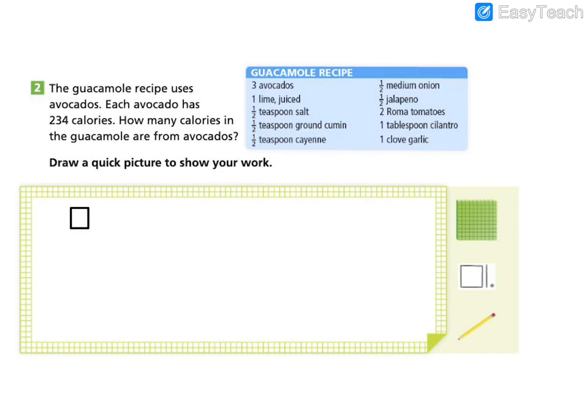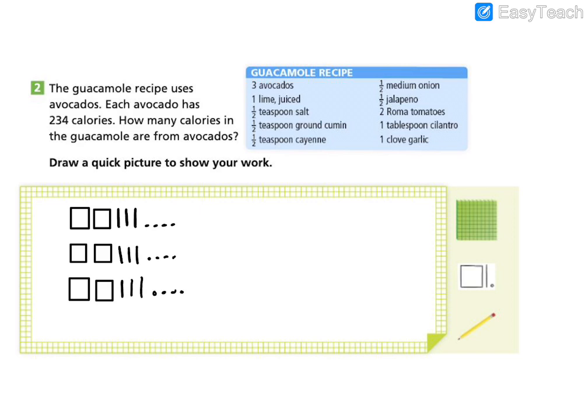So each avocado is 200, 3 tens, and 4 ones. Okay, so there's my 234. But that's not just for one avocado, right? I have 3 avocados, so I need to add another 200, another 3 tens, another 4 ones. There's 2 avocados. And the 3rd and final avocado. Boom, there we go.